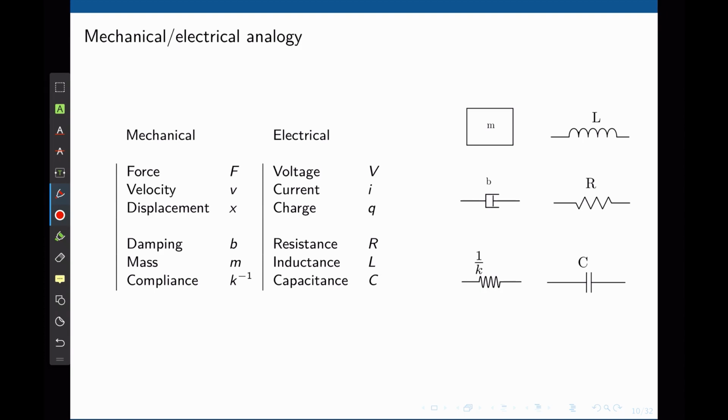The velocity is equivalent to the current. The displacement is equivalent to the charge. Notice that the displacement and velocity are related. Velocity is the derivative of displacement. Notice that current is the derivative of charge. Damping is equivalent to the resistance. They both dissipate energy. Mass is equivalent to the inductance. They both store energy. And 1 over K is equivalent to the capacitance. That's the compliance of the system, or how easy it is to make it move or establish a current or a charge in an electric circuit.